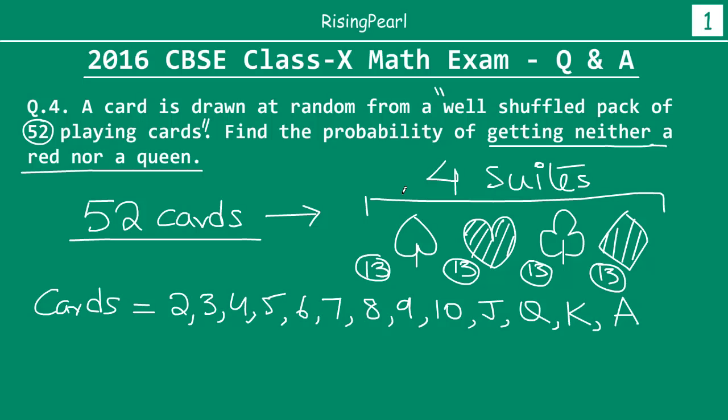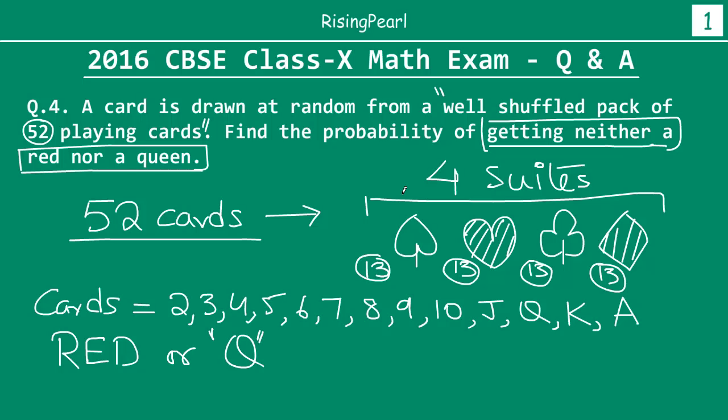What is important is that we have to find the probability of getting neither red nor queen. So let's first find the opposite. That means if we want to get a red or a queen, which cards can we pick? Well, we know that these 2 suits are red. So clearly, 13 cards of hearts and 13 cards of diamonds, we can pick them. These cards are all red, and they also include the queen.